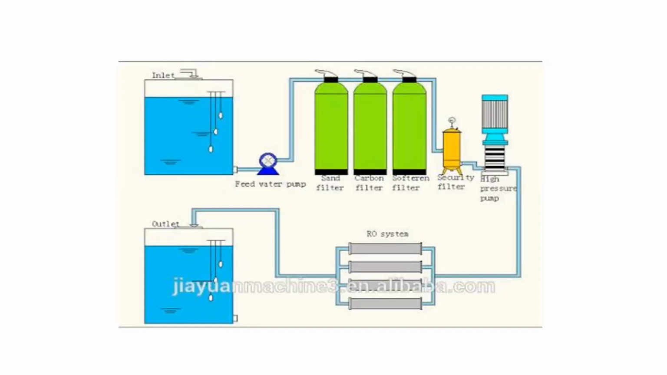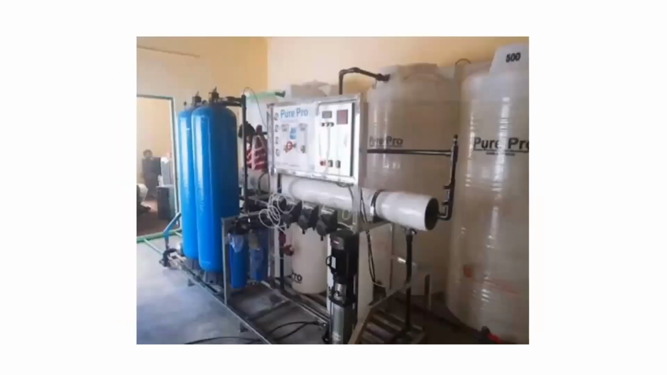This is then passed through a security filter to the high pressure pump, which gives more pressure to the water, and then to the RO membrane. This is the basic membrane which separates. RO means reverse osmosis. So you reverse the osmosis, and for that you need pressure, and the purified water is stored in the outlet, which is supplied to the dialysis. This is an actual photograph of an RO plant.